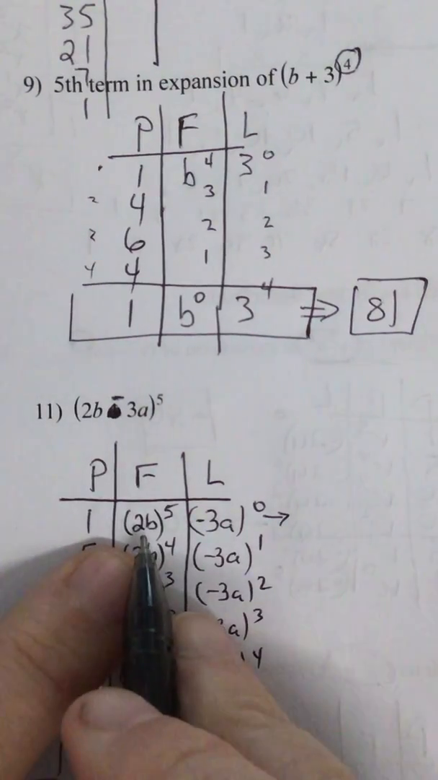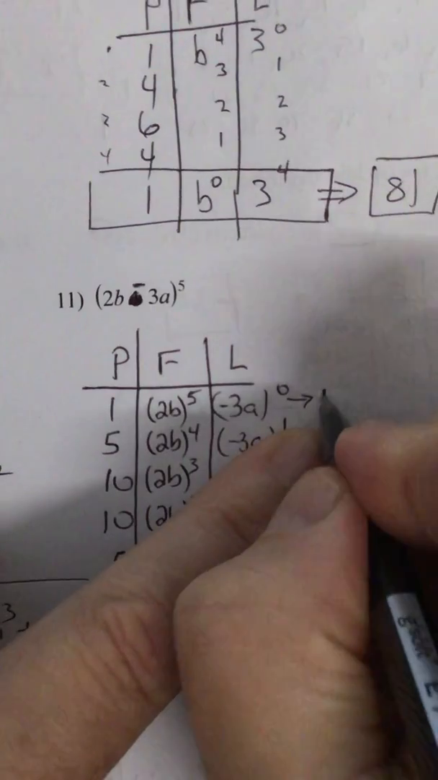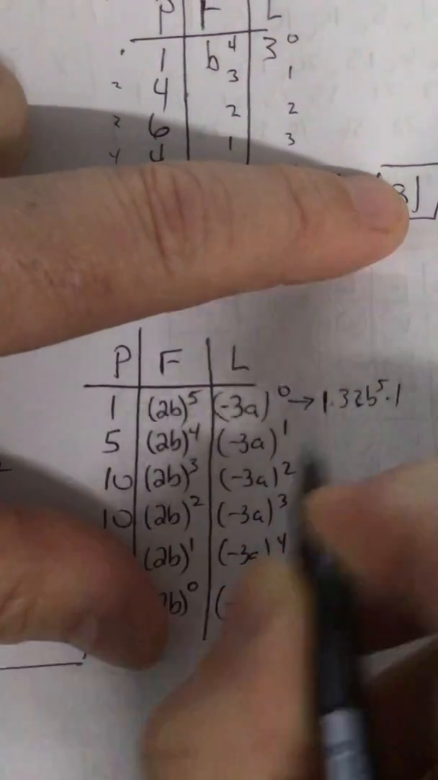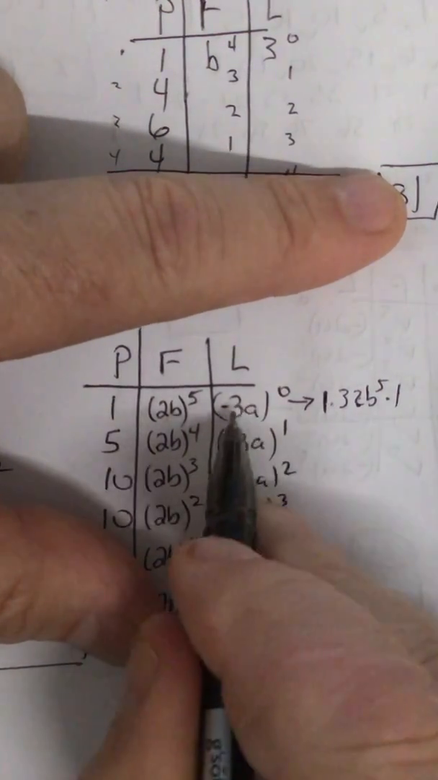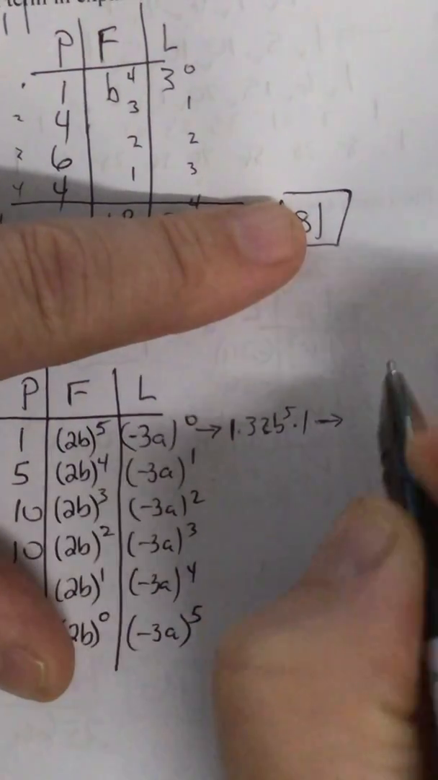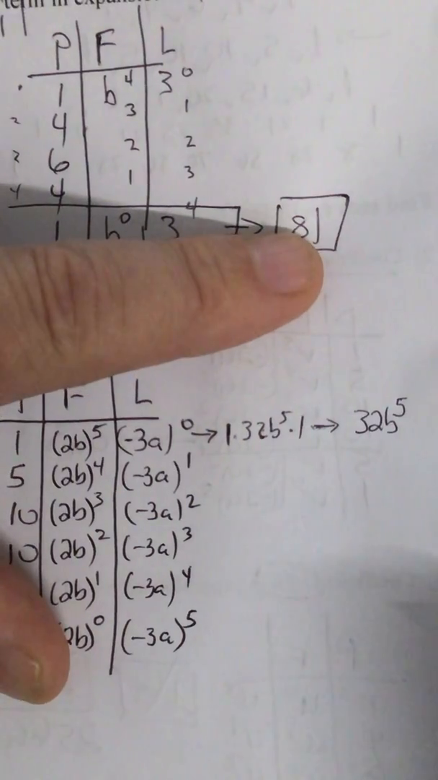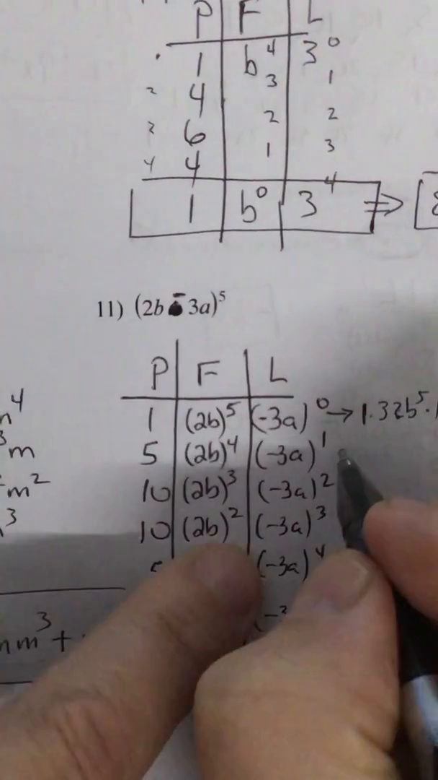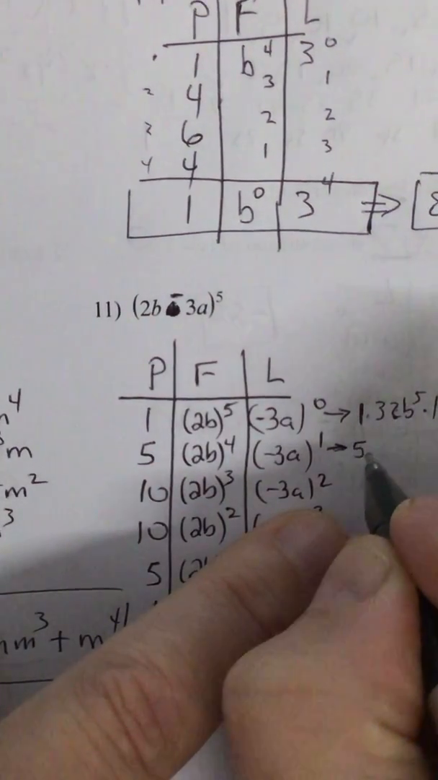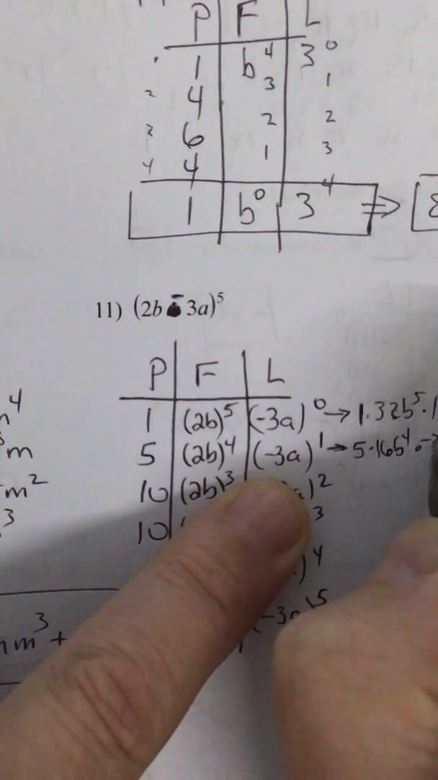Okay, so here we have 2 to the 5th, which is 32. So I really have 1 times 32b to the 5th times 1. So anything to the 0th is 1, even if it's negative. So that one became 32b to the 5th. That's the first term. Okay, the next one, 2 to the 4th is 16, so we have 5 times 16b to the 4th times negative 3a.